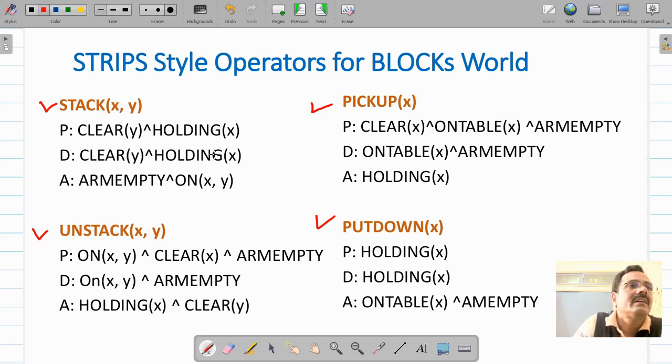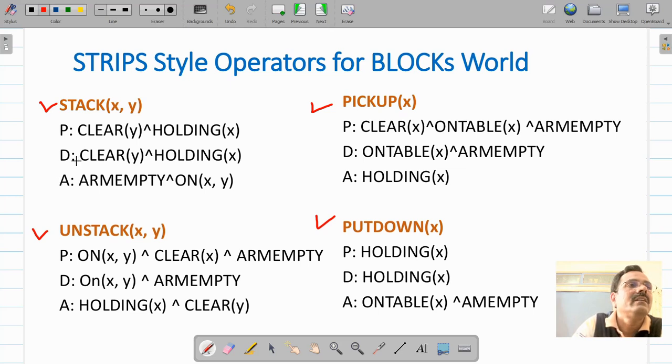So let us find out what the requirements are for each operator. Stack x y: you have to put x on y. So y should be clear, there should be nothing on block y, and your arm should be holding x. Those are the preconditions required to perform the stack x y operation. If you perform this operation, at the end your arm will be empty and block x will be on block y. That is in the add list.